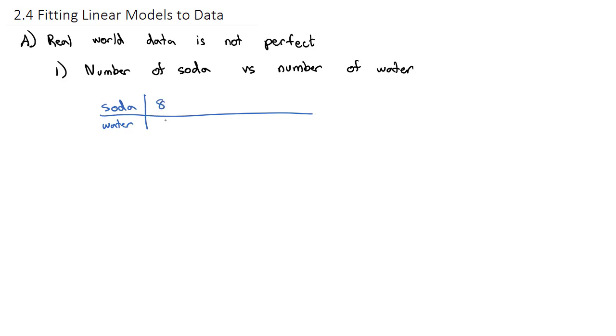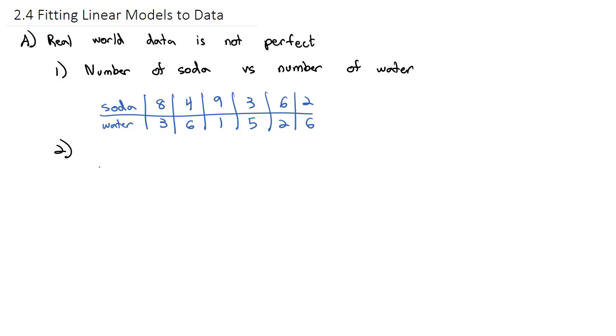Well, one person drinks 8 sodas and 3 waters. The next person drinks 4 sodas and 6 waters. The next person drinks 9 sodas and 1 water. The next person 3 sodas and 5 waters. The next person 6 sodas and 2 waters. The next person 2 sodas and 6 waters.